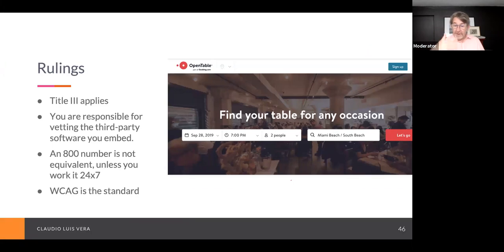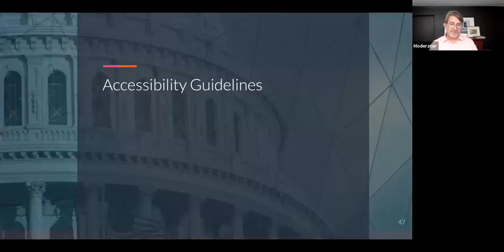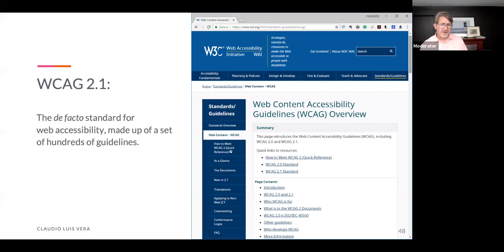One of the other things that came out of this particular case is that an 800 number is not an equivalent to a website, unless you had people willing to take phone calls 24/7 and provide an equivalent level of service. Another thing that came up from this is that WCAG was the standard that you need to live up to. So let's talk about what WCAG is and what these different guidelines are.